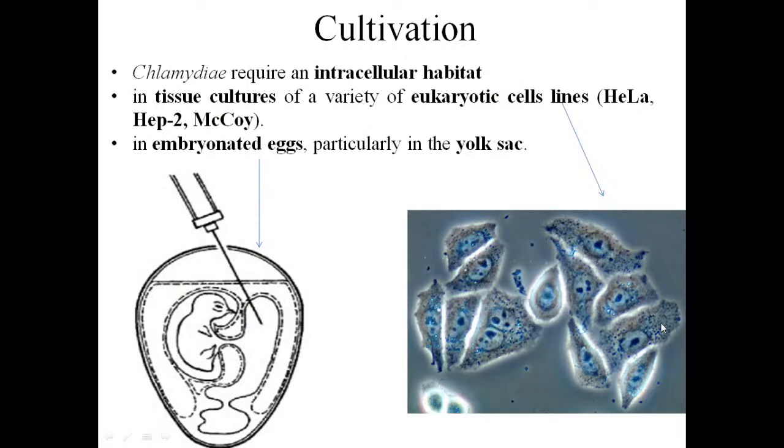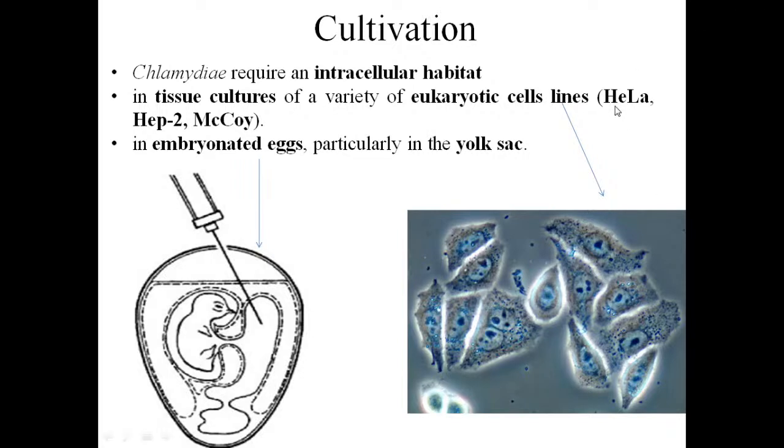What about cultivation? I have said that chlamydia are intracellular obligate parasites. They can be cultivated just in living cells, or organisms. They require an intracellular habitat. The first method for cultivation is in tissue cultures of a variety of eukaryotic cell lines, like HeLa, HEP2, McCoy.